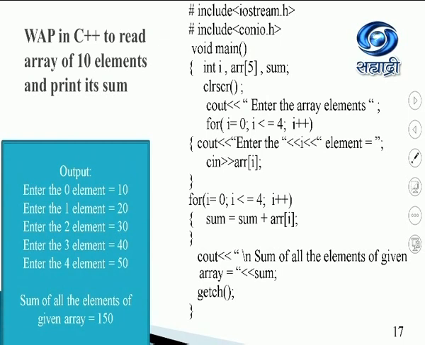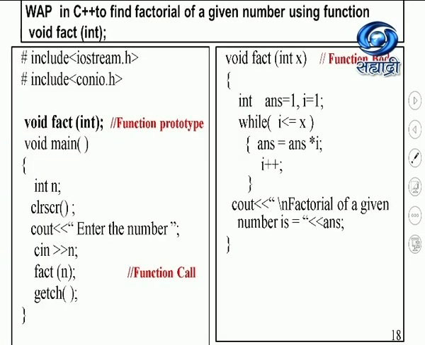Then again I want to add these elements. So what will I do? Again I'll start with the 0, end at 4, sum 0, we say sum is equal to sum plus arr of i. So we'll go on adding it into sum and then we'll say sum of all the elements is sum, which should come to around 150. So this is how we handle arrays in C++.